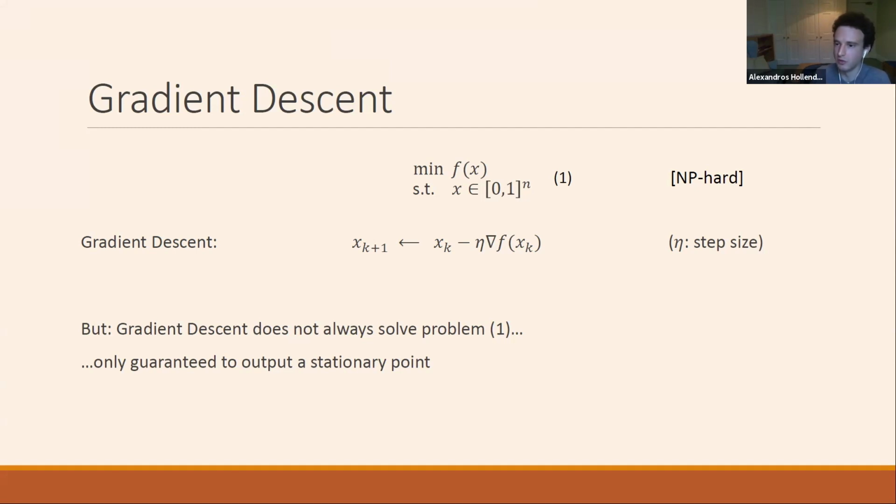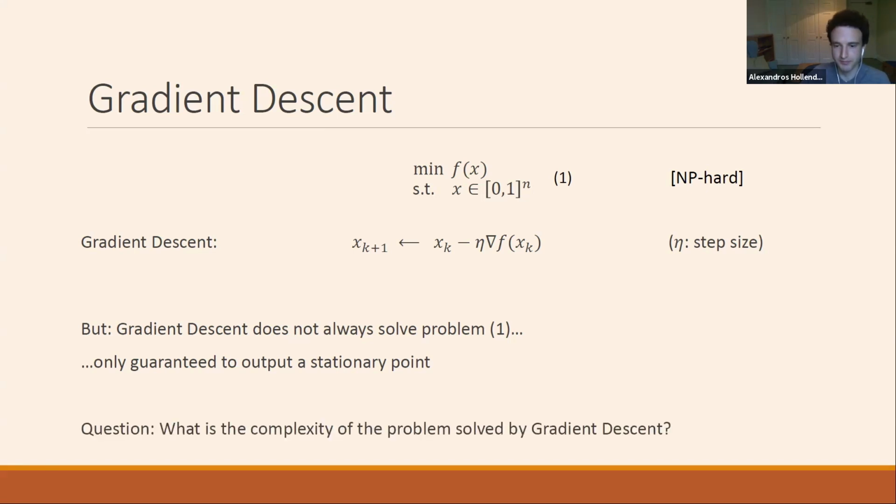We study this problem for nice functions f, where we have bounds on the Lipschitz constants of gradients and stuff like this. And so the question we ask in this project is, okay, this optimization problem is NP hard, but what about the problem that is actually solved by gradient descent, namely the problem of finding a stationary point? What is the complexity of that problem?